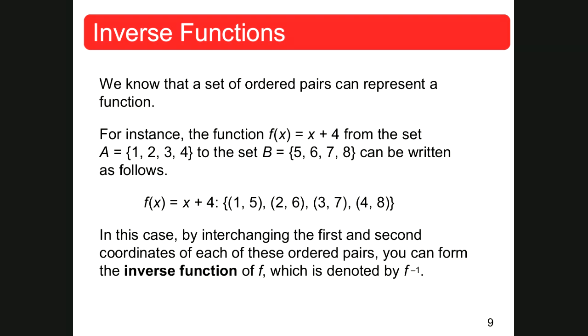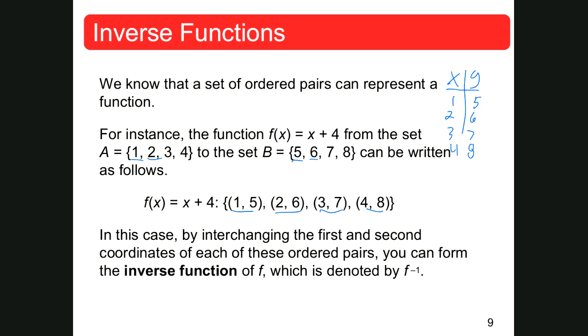We know that a set of ordered pairs can represent a function. For instance, the function f of x equals x plus 4 can be written out as a set of, if I put in 1 in here, I get 5. So if I put 2 in here, I get 6. So it's really a t-table, if you think about it, putting in 1, 2, 3, and 4, and my y values are 5, 6, 7, and 8. Okay, so that is a function. We could write them out as ordered pairs.